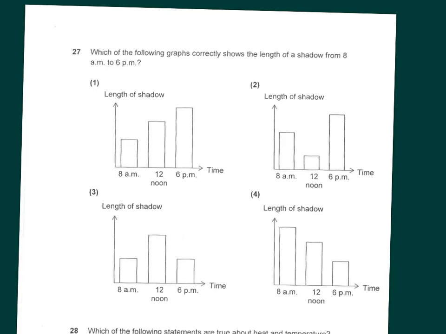Let's take a look at the different options now. 12 noon, 12 noon, 12 noon, 12 noon. Of the options here, you realize that option 2 is the correct answer, because you have the shortest shadow compared to the other 2 here. So option 2 has to be the answer.